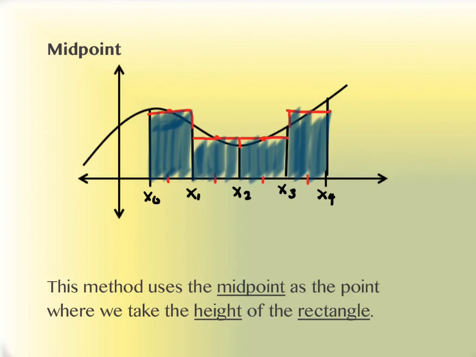Now on this one I'm going to avoid writing out all of my different notations. I'm just going to recognize here that we're still taking 4 rectangles and we're still adding them, but we're going to be using these x values to approximate the heights instead. And so we're using the midpoints as the heights of the rectangles.